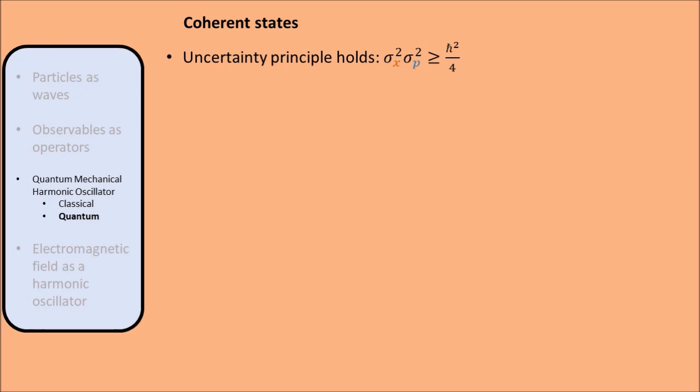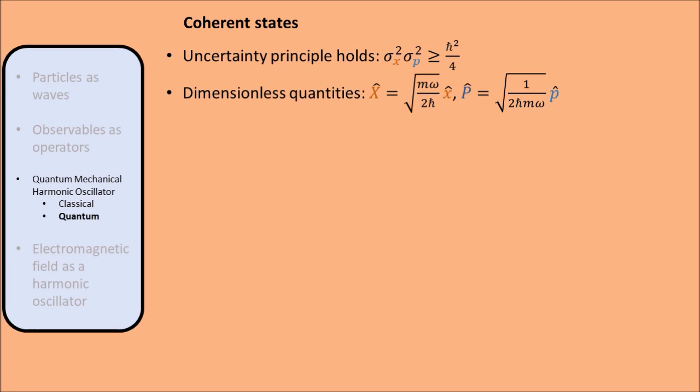If we consider the dimensionless quantities, we find that the product of their variances must be at least 1 over 16. If we want the uncertainties in x and p to be minimal and equal, we require that the variance in x must be 1 over 4 and the variance in p must also be 1 over 4. Now let's see how these variances depend on the quantum state psi.